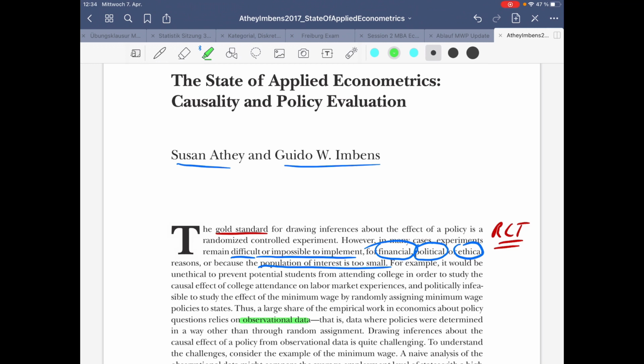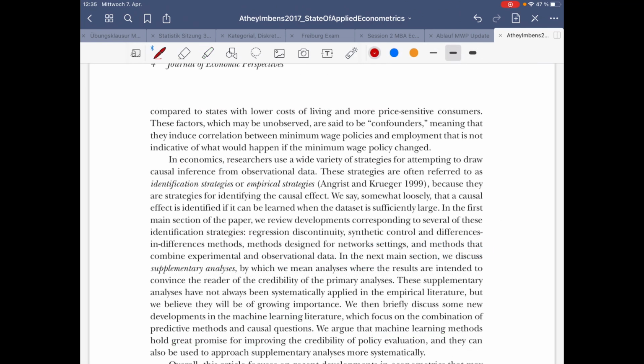So data where policies were determined in a way other than random assignment, and drawing inferences about the causal effect of a policy from observational data is quite challenging. So we need methods to solve the underlying fundamental evaluation problem. And this is what applied econometrics with respect to causality is all about. In other words, it's all about identification strategies that allow the identification of the causal effect and to get rid of the selection effect. So that's what it is about, trying to identify causal effects.